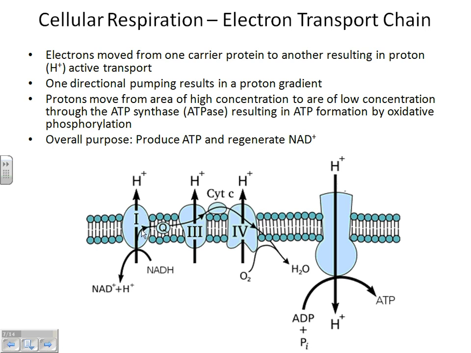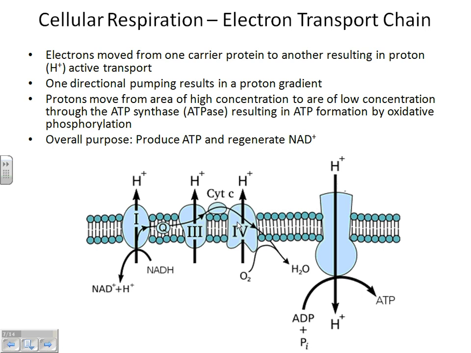Where'd the electron come from? NADH, that we just made in the Krebs cycle. Okay, so we're just following step by step. Electron starts hopping from protein to protein. Every time that electron jumps, what happens? We move protons from one side of the membrane to the other.